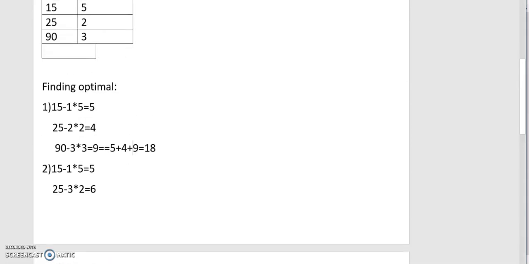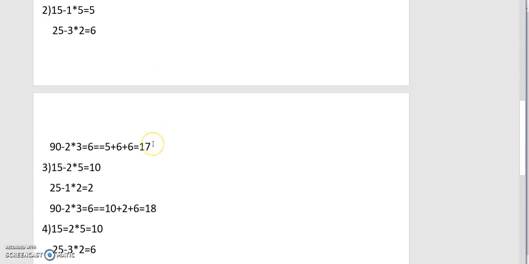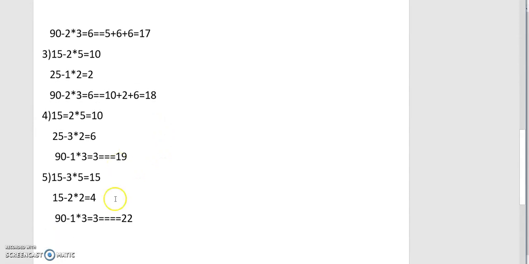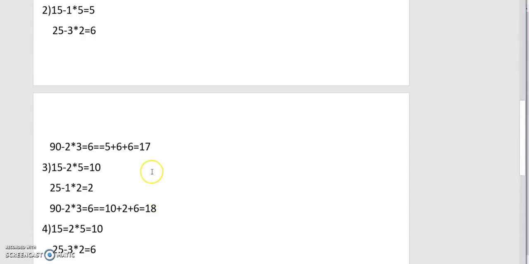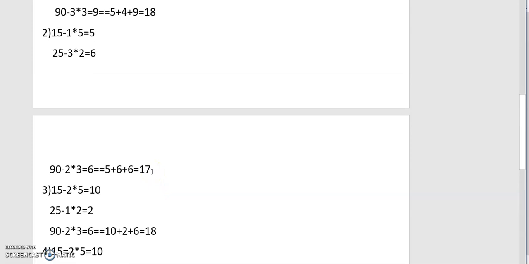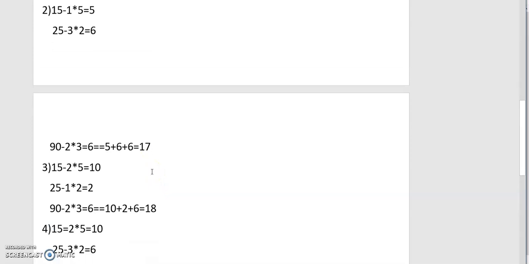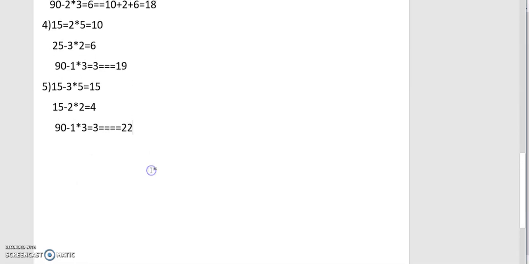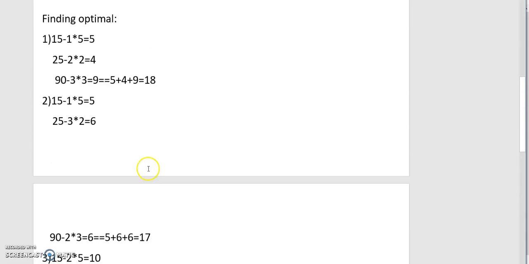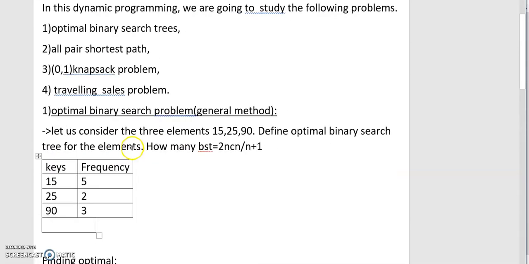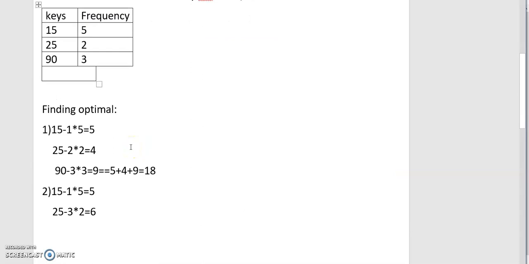For the first one we got 18, right? Then we got 17, then 18, then 19, and 22. Here the minimum value we have got is at the second, so the second is the optimal solution. For the second we will find the optimal solution. Okay, this is the general method, dynamic programming.